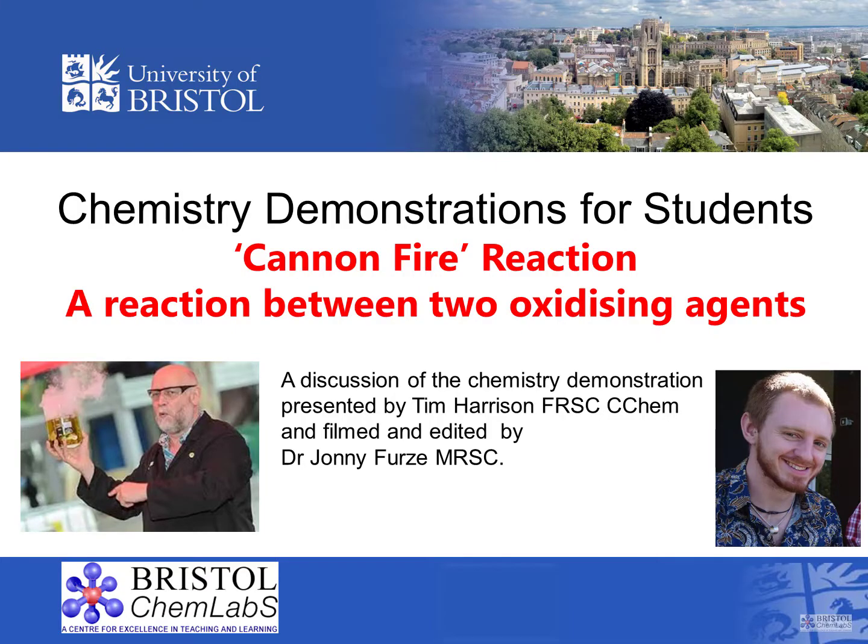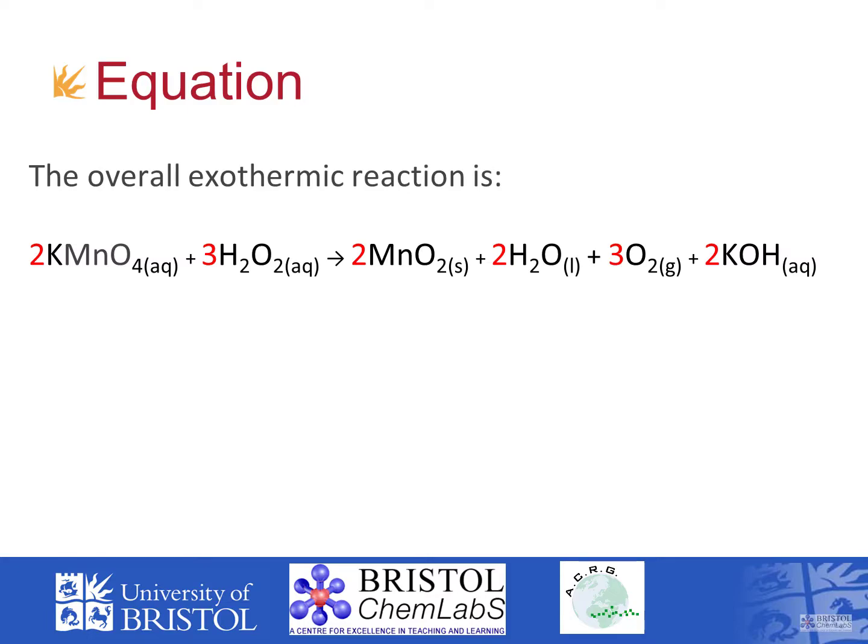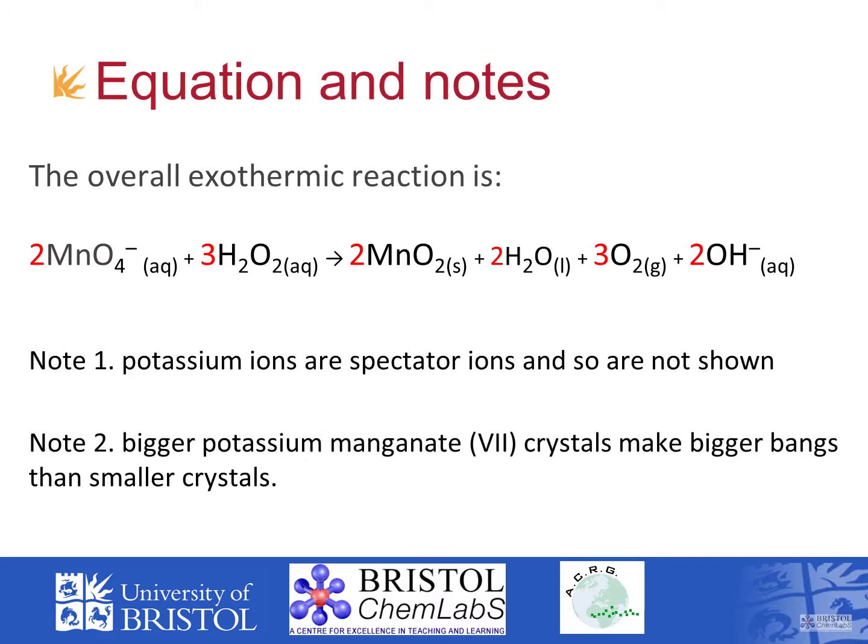We're going to take a look here at the reaction of hydrogen peroxide solution with potassium manganate(VII) crystals. Potassium manganate(VII) is also referred to in traditional names as potassium permanganate. The potassium permanganate is sprinkled into a mixture of burning hydrogen peroxide and ethanol.